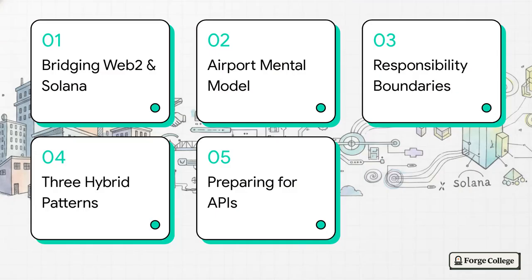Here's a quick look at our agenda for today. First up, bridging Web 2 and Solana. Second, we'll talk about the airport mental model. Third, core responsibility boundaries. Fourth, 3 hybrid app patterns. And finally, preparing for API integrations.